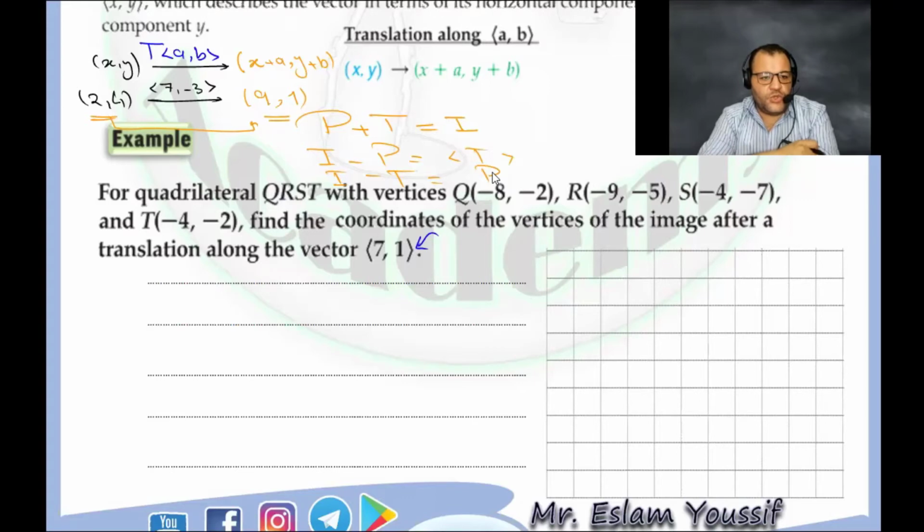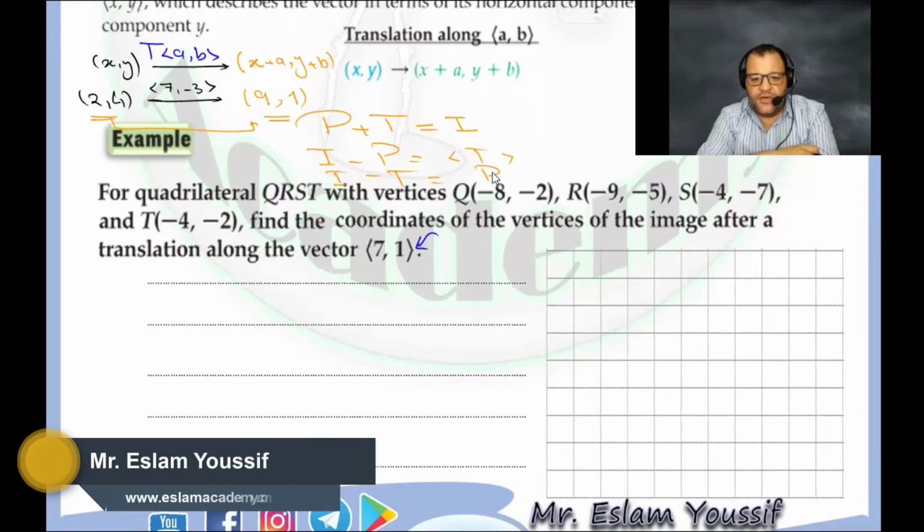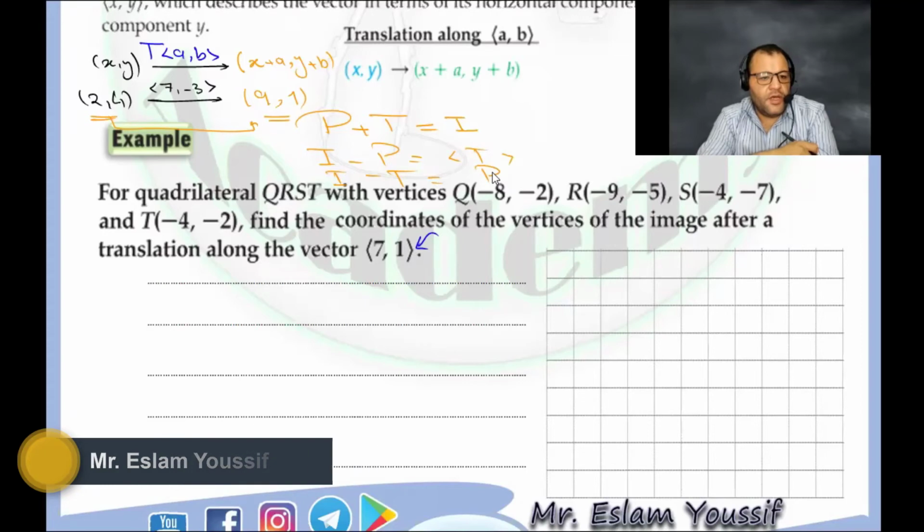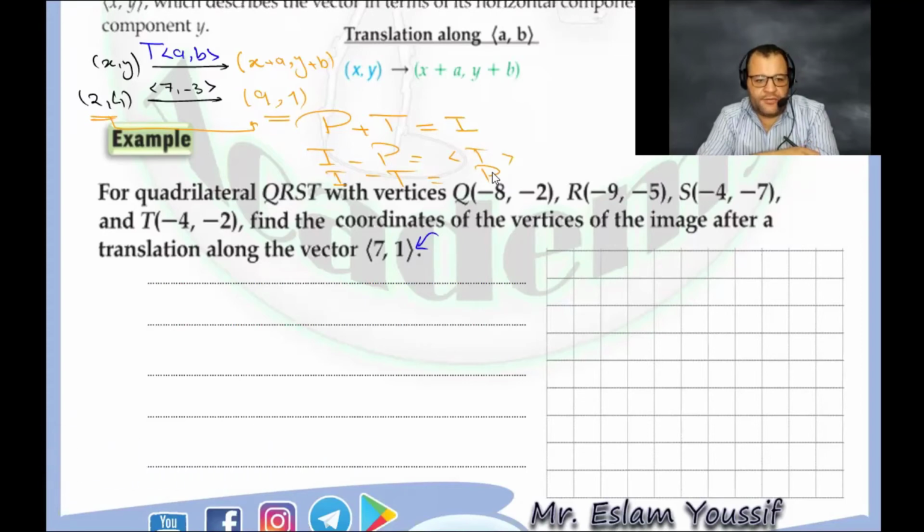Okay, so can you solve the next one? We have a quadrilateral QRST, where the vertices are Q (negative 8, negative 2), R (negative 9, negative 5), S (negative 4, negative 7), T (negative 4, negative 2). Find the coordinates of the vertices after translation along the vector 7 and 1.